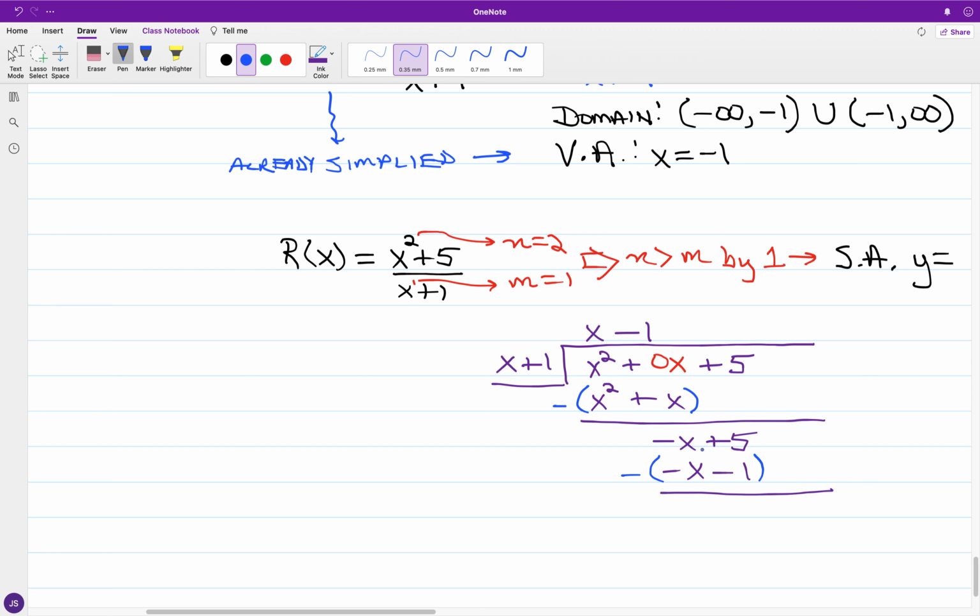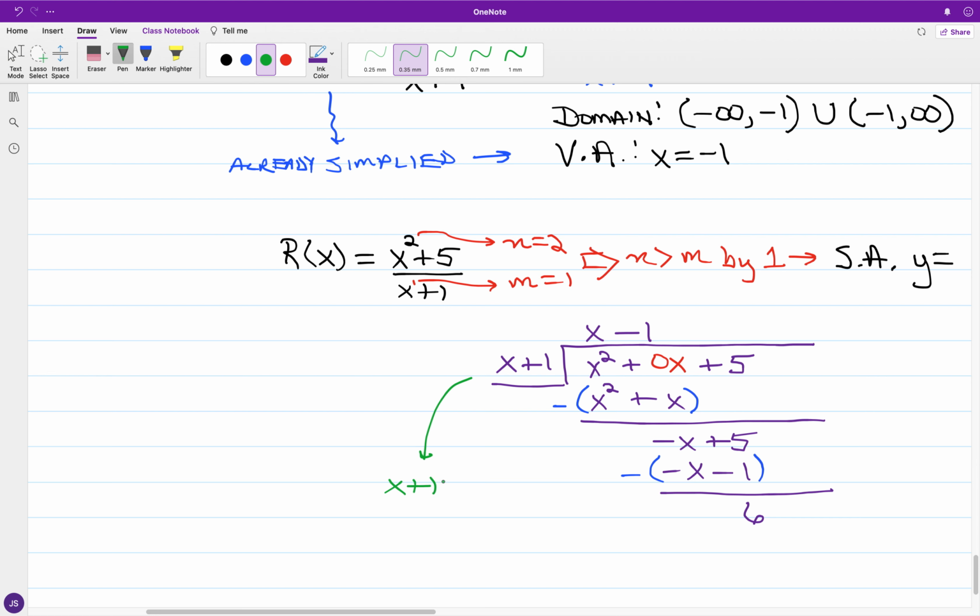And subtract, so negative x and what's going to be plus x cancels. 5 minus negative 1 becomes 6. And I cannot take x directly into 6. So we have the quotient at x minus 1. And I'll just mention, again, I can perform synthetic division.